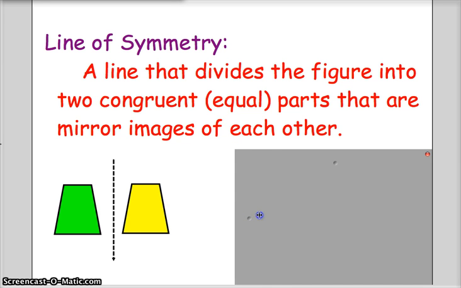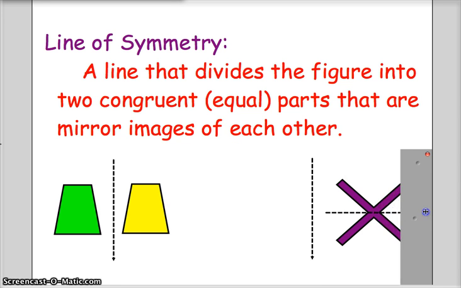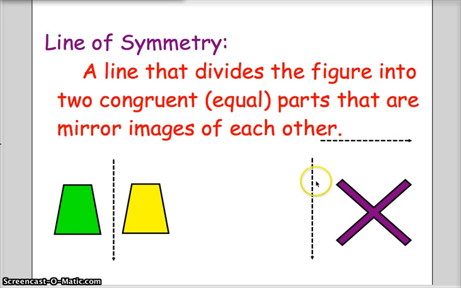You can also have a line of symmetry that's through an object. For example, for my letter X over here, I have a horizontal line of symmetry. And you can also have a vertical line of symmetry. With this particular figure, we also have diagonal lines of symmetry as well. This can be folded in half, or a mirror could be placed on this line, and it would be exactly the same as just having the other half of the figure there.